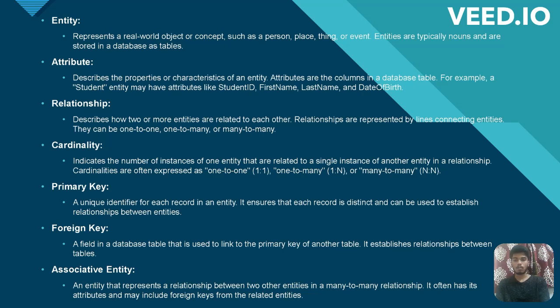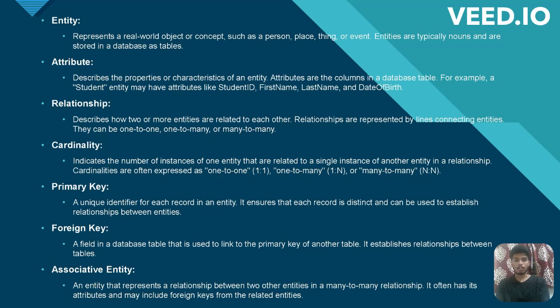Relationship describes how two or more entities are related to each other. Relationships are represented by lines connecting entities. They can be one to one, one to many, many to many, or many to one. Basically, one to many or many to one is approximately the same only. So we can take only three entities, three relationships.